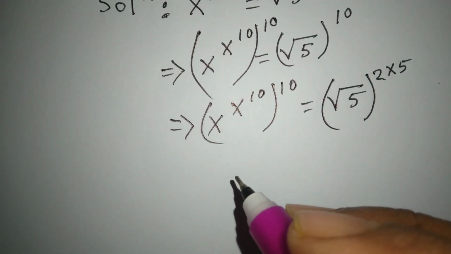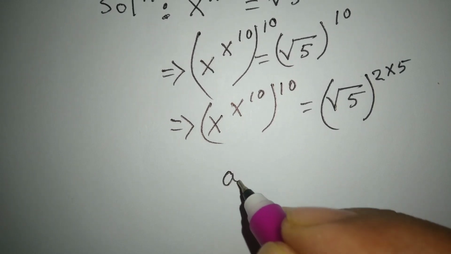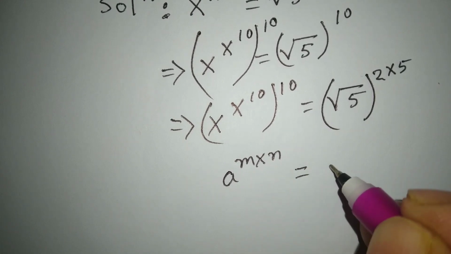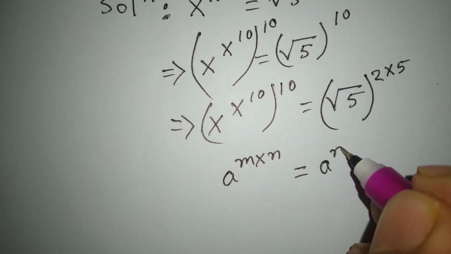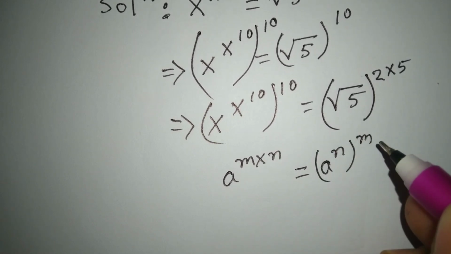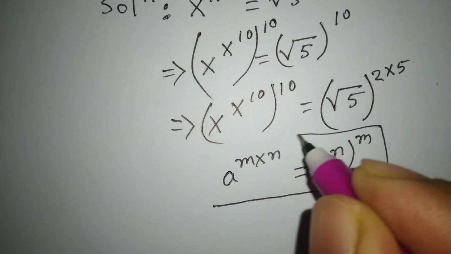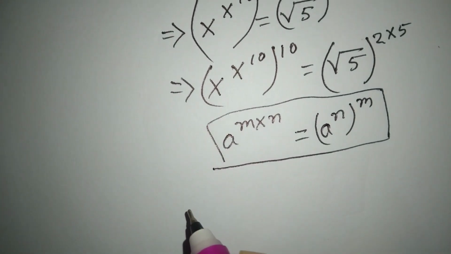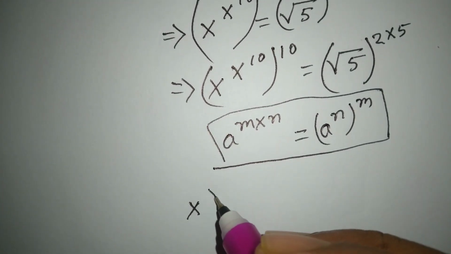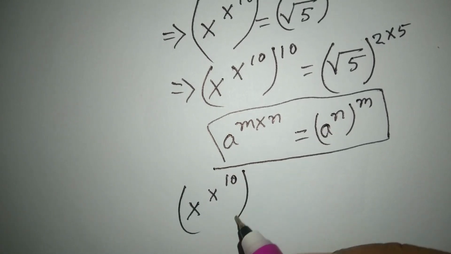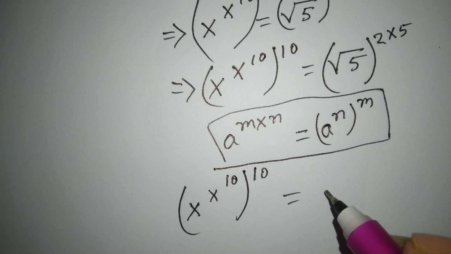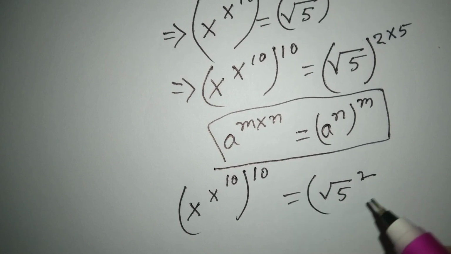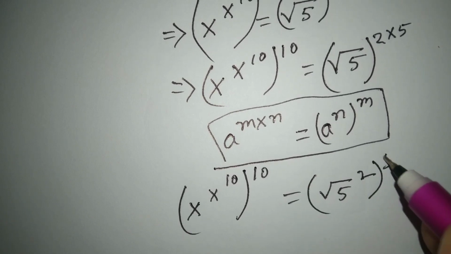We know an exponential property which is a to the power m times n is equal to a to the power n, whole power m. According to this property, we can write this line as x to the power 10, whole power 10, is equal to square root of 5, squared, whole power 5.